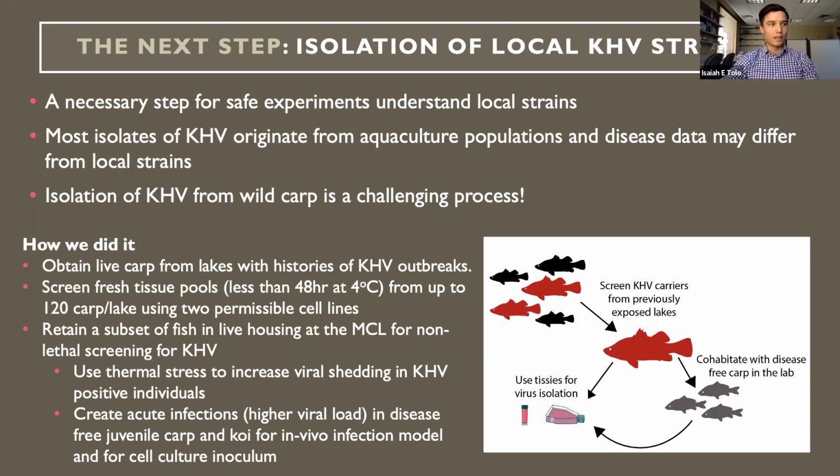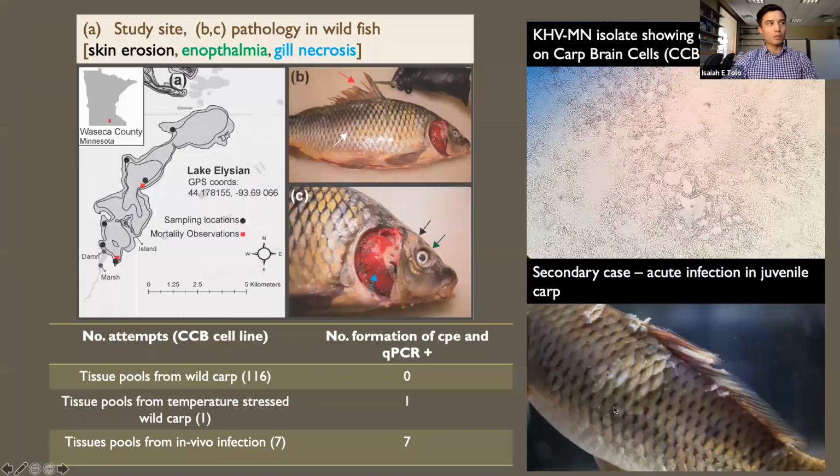So we took this kind of unique approach of collecting fish from the wild population and then screening them to find some positives that we could keep in a laboratory setting and manipulate their water temperatures in order to get them to shed more. Then we could use their excretions or their tissues to infect naive juvenile carp, which are much more susceptible to the virus. And so we could get really high copy number infections, really high viral load that could be used for virus isolation. And this was successful.